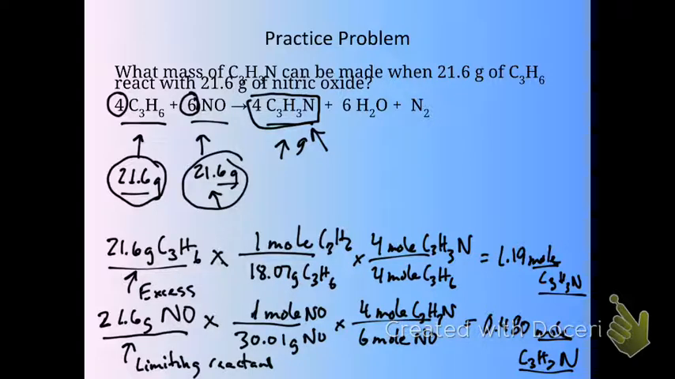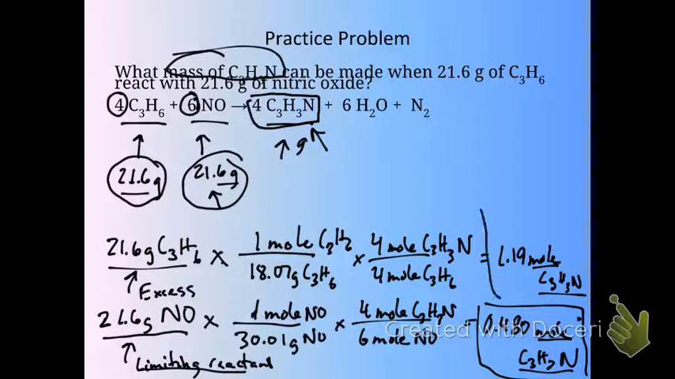The final question was, what is the mass of C3H3N that can be made? Whenever you do a problem, you always have to use the limiting reactant. Why? That's the one that's going to run out first. It limits the product that's made. This is the only amount of product that can be made. Yes, there's going to be leftover C3H6, but there won't be anything to react it with, because all the NO has run out.